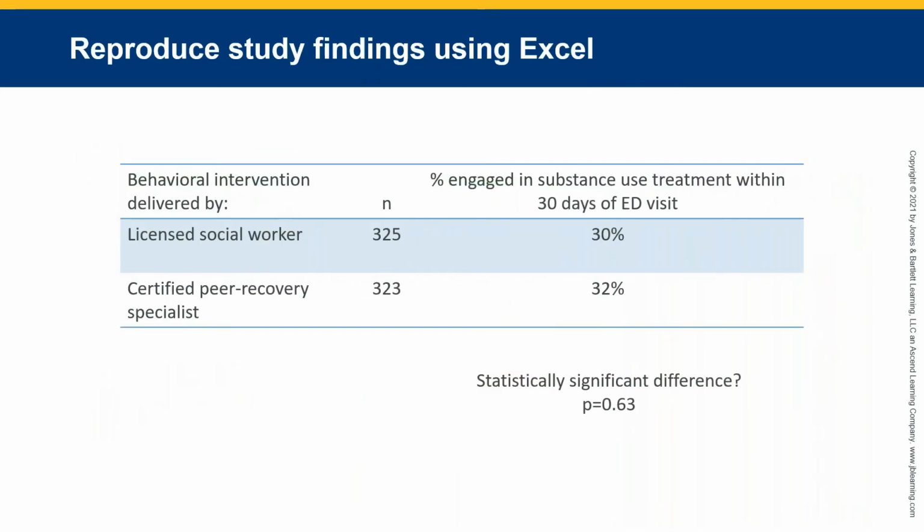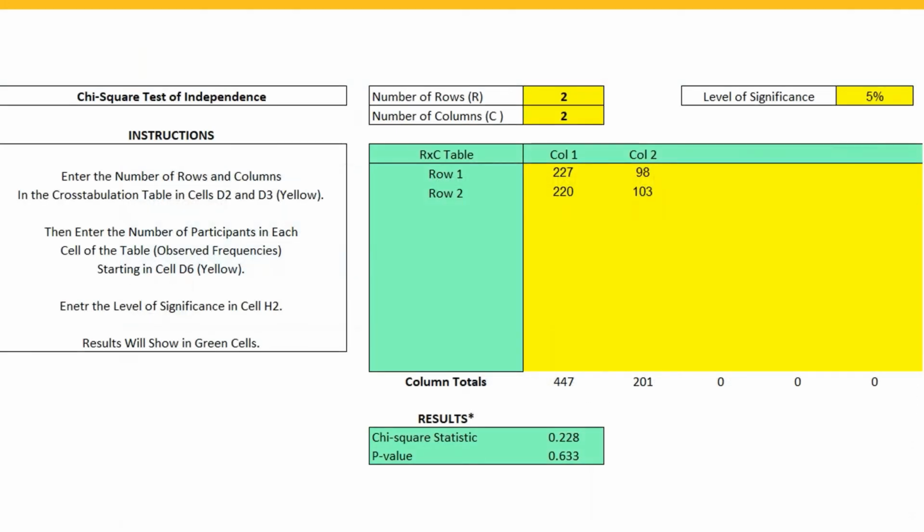So now back to the example that we started with. Let's try to reproduce the findings that the authors published. The authors published the sample sizes for us, and they gave us the percentages that were engaged in treatment, the outcome. We can use the same setup and populate the table with the observed frequencies. We have to do a little calculation to get the frequencies from what was reported, but we produce a chi-square statistic of 0.228 and a p-value of 0.63, which is exactly what was published in the paper.